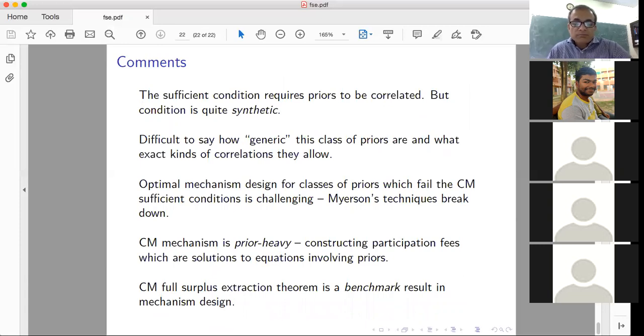So all in all, the Cremer-McLean full surplus extraction theorem is a benchmark result in mechanism design. Anything that we say beyond this would have to be evaluated against that benchmark. Like, okay, so there is a class of priors where we can extract full surplus, but what can we do if we can't do that? So that's basically it.